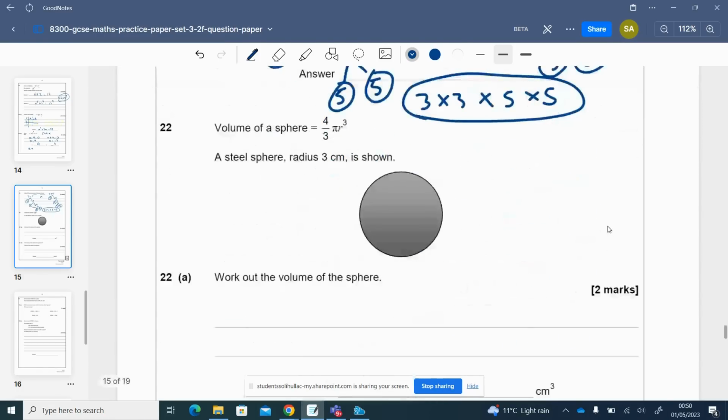Question number 22. Volume of a sphere is 4 over 3 pi r cubed. So that is the formula. A steel sphere, radius is 3 centimeters, is shown. Okay, so this is a steel sphere and the radius of this sphere is 3 centimeters. We need to work out the volume of the sphere.